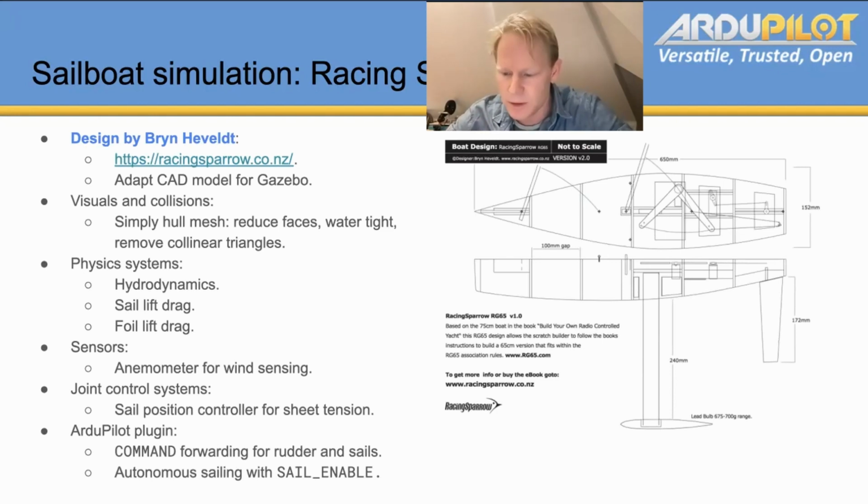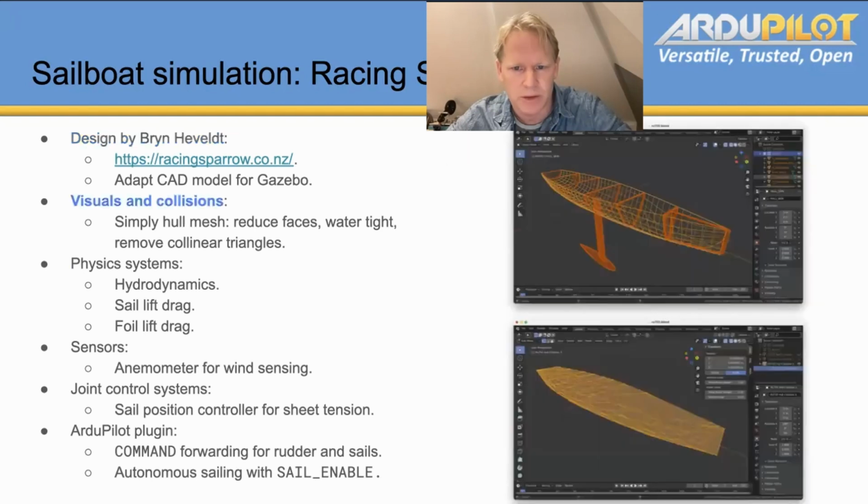So I've scaled it up slightly in the model. It's supposed to be 750 millimeters. It's actually double that size in the simulation. But it's quite a nice model to work with. So the approach for this is that the first thing you need to do is to make all the visuals and collisions available. So Blender's the tool for that.